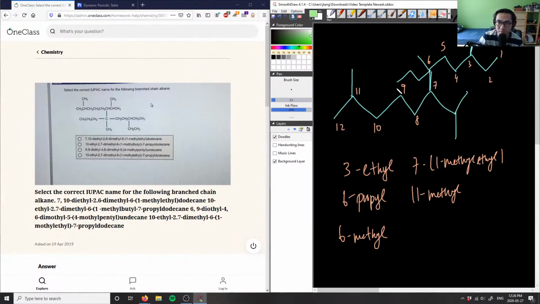Let me do this in a different color here. So there are two numberings here, and these are the numberings I'm going to go for. 4 here, 5, 6, this is a 7, 8, 9, 10, 11, and 12 here. And the orange ones are the first numbering if I were to go from right to left. Oh, you can't see this actually because I'm blocking the ethyl group. Sorry, there's the ethyl group here.